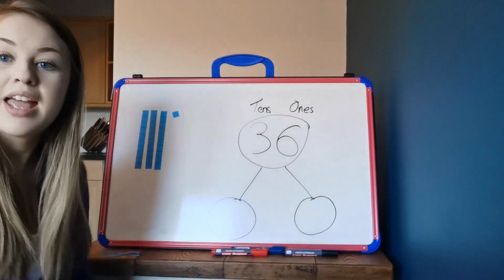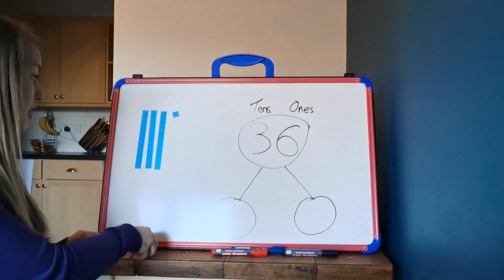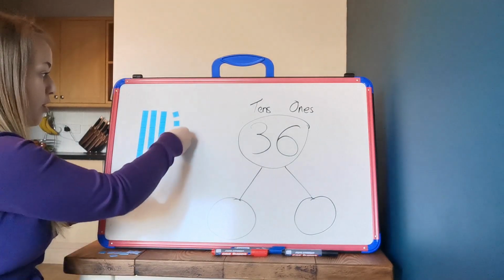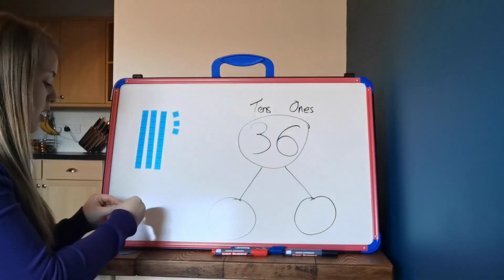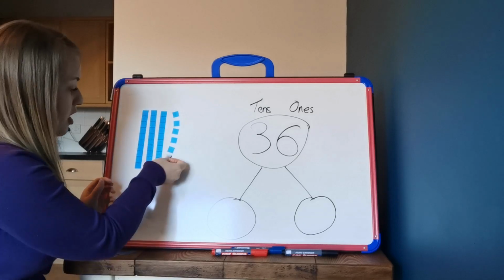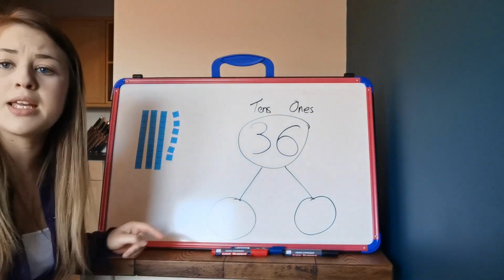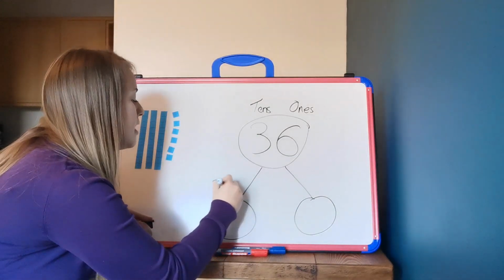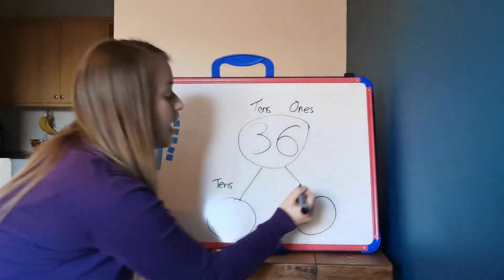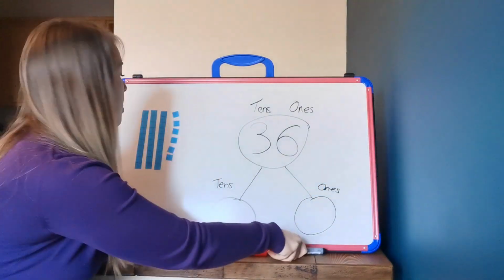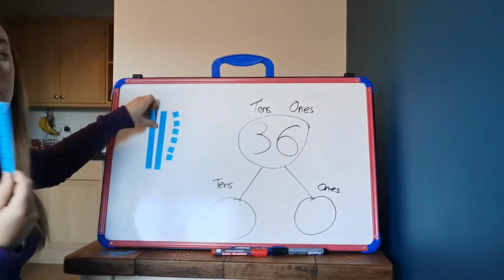Just like that. And then in 36, 10, 20, 30, 31, 32, 33, 34, 35, 36. From this, what I would ask them to do is to separate it into tens on one side and then ones on the other side. So this, I can then pick these up, which is really nice.